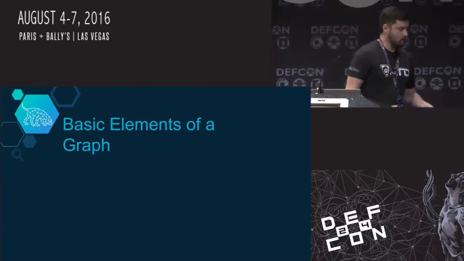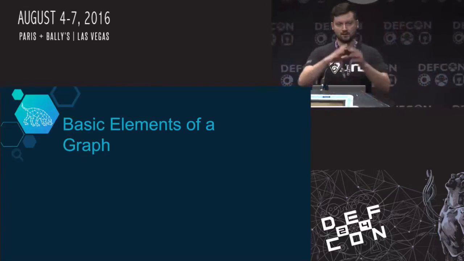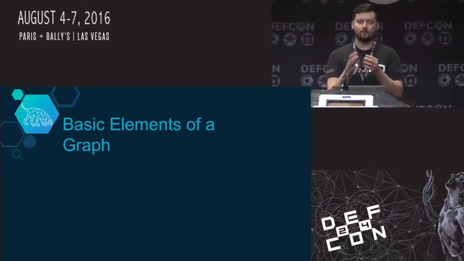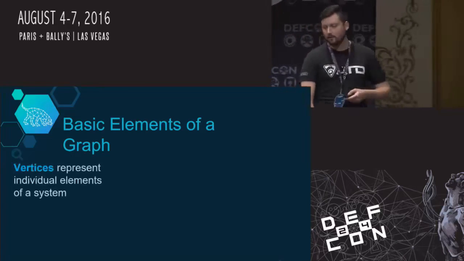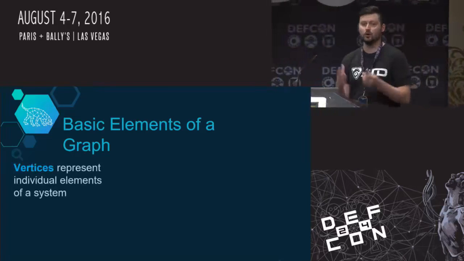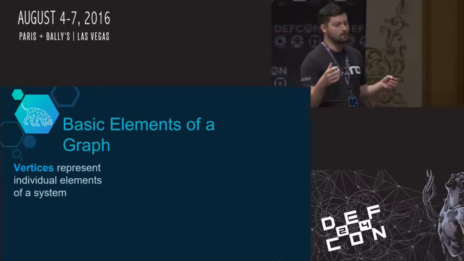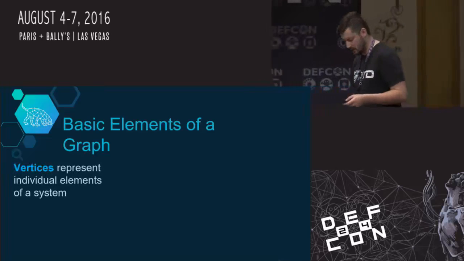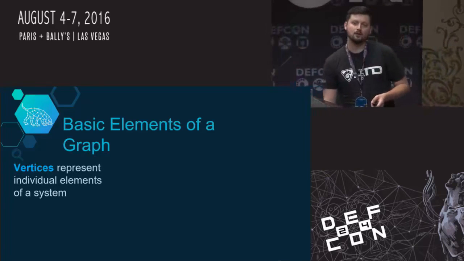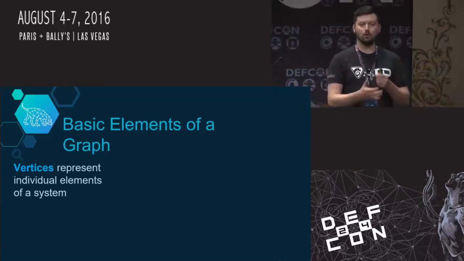So the basic elements of a graph. First of all, a graph is not necessarily just a visual thing. A graph is a construct of a discrete branch of mathematics called graph theory. So in a graph, you have vertices, or nodes. Vertices are used to represent a basic individual element of the system that you're representing. If this is Google Maps, then a vertex may represent a city or an intersection.